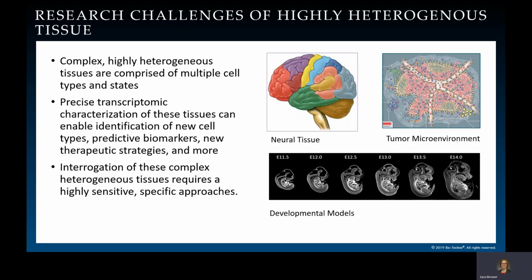But why is understanding the cellular and morphological context of gene expression important? Well, because highly heterogeneous tissues such as neural tissue, the brain, the tumor microenvironment, and organoids and developmental models are comprised of multiple cell types and states. And understanding the precise transcriptomic characterization of these tissues could enable identification of new cell types, predictive biomarkers, and new therapeutic strategies. Only through interrogation of these complex heterogeneous tissues can we understand them and characterize them.